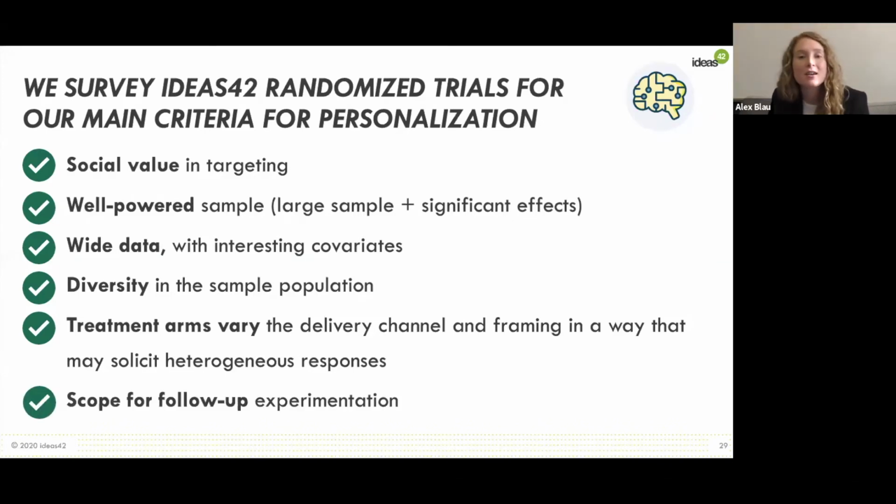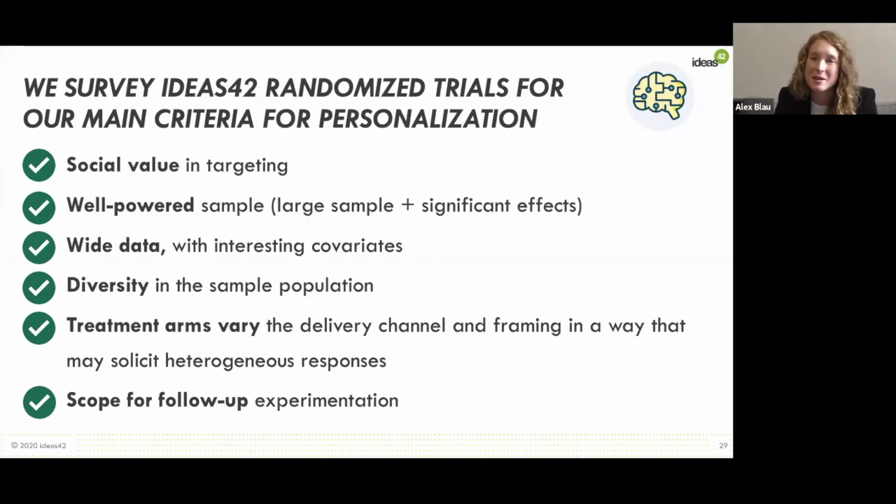And finally, thinking about scope for follow-up, because just understanding that there are differentiated effects across different individuals doesn't really get us to social impact, and that's our goal here. So the idea is that if at scale you can follow on and experiment with that personalized policy, then we can really see the above and beyond social impact of implementing machine learning for personalization.